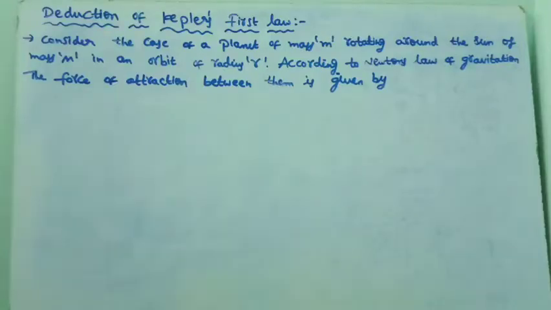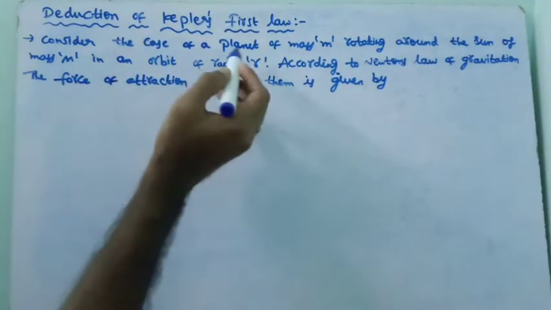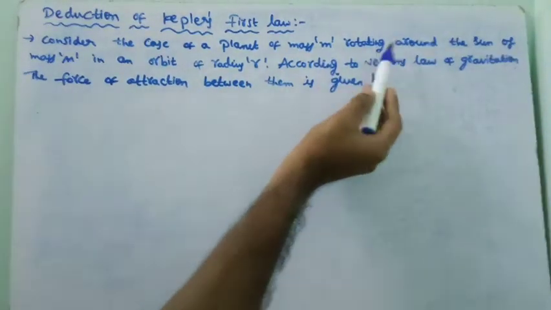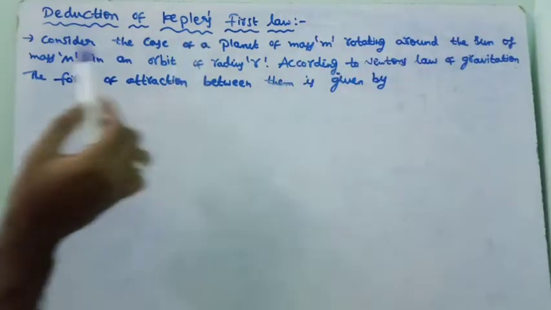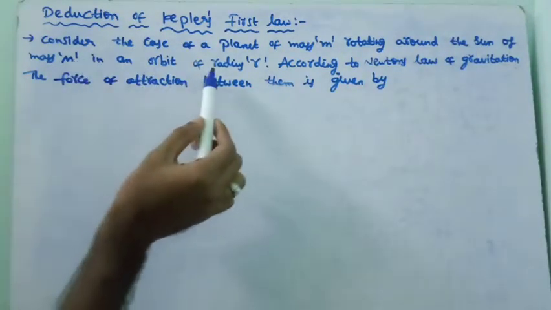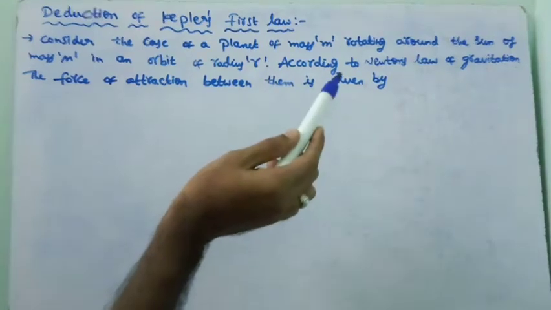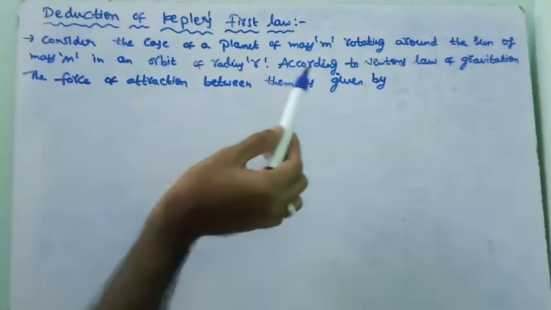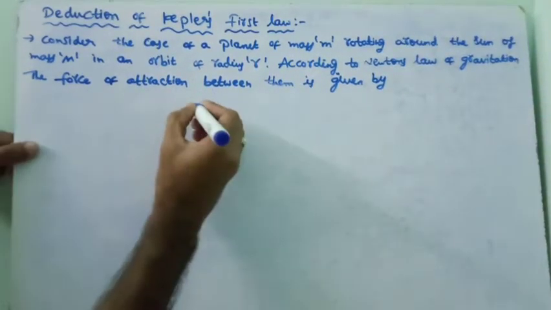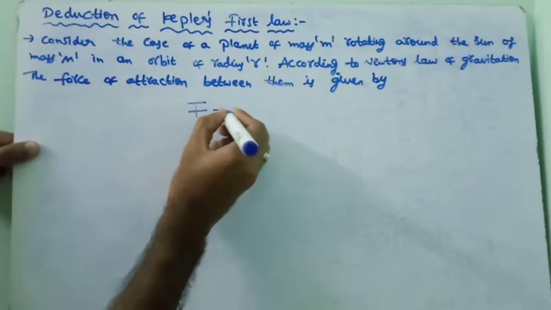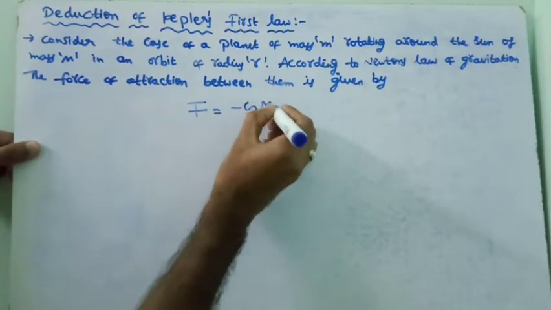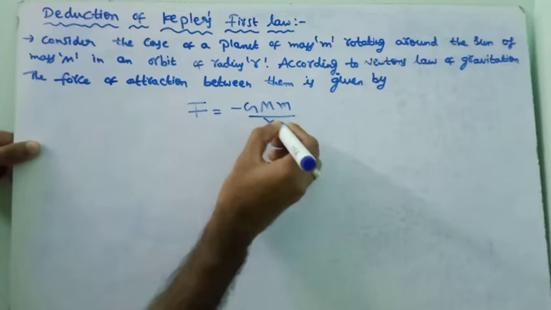Deduction of Kepler's first law. Consider the case of a planet of mass m rotating around the sun of mass capital M in an orbit of radius r. According to Newton's law of gravitation, which we have studied in intermediate, the force of attraction between them is given by F is equal to minus G M m by r square.